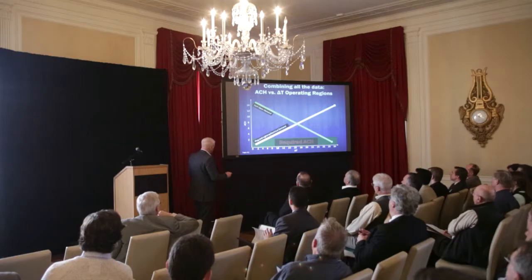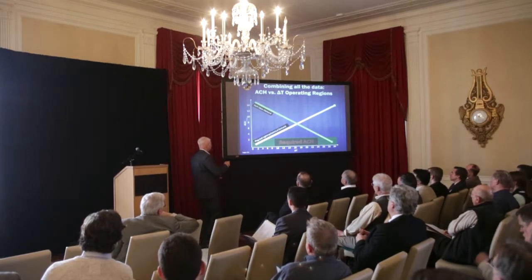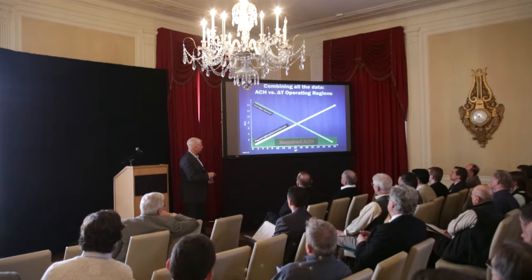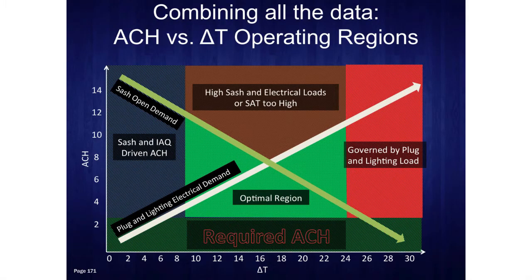As sash demand goes down, you'd expect your air changes to go down. And as plug load goes up, you'd expect your air changes to go up as well. And you expect your delta T to do the same with these two things. Anything on the left-hand side of the graph has sash and indoor air quality driven reasons to have a high air change rate and a low delta T. In the center is where you want to be. And on the right side, you probably have a very high delta T, but you might also have high air change rates. That's because it's plug load and lighting load governed, most likely. You remember we showed you those freezer farms.